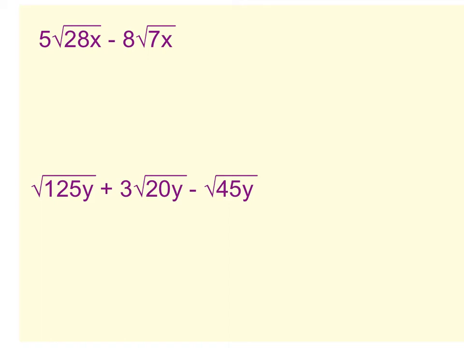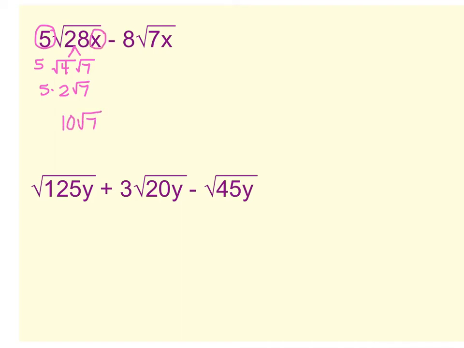Now the square root of 28x, first look at the 28. Can we break that down? And that breaks down into a 4 and a 7, which becomes 2 square roots of 7. But remember that 5 does stay out front. We don't want to miss that. Gets multiplied with the 2. So you have 10 square root of 7.